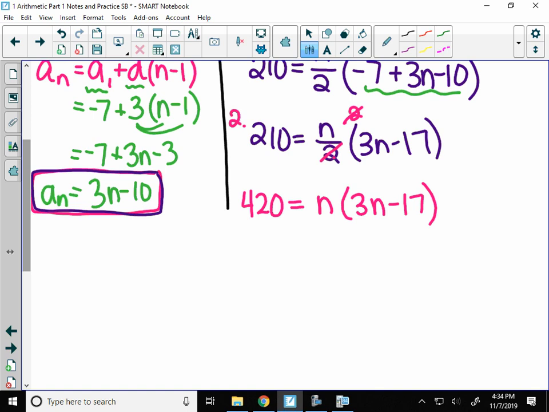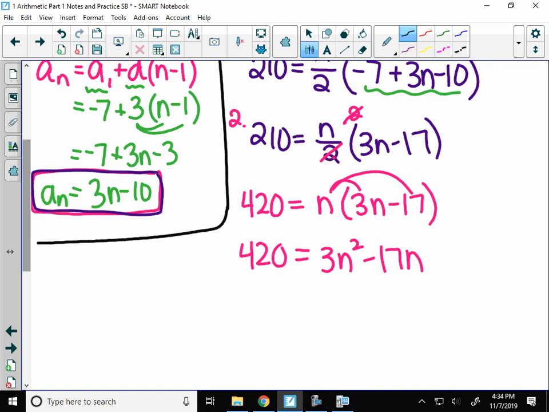I still have parentheses. I want to deal with those, so I'm going to distribute the n on the right, and I'll have 3n squared minus 17n equals 420. So what you see here is a quadratic equal to 420.